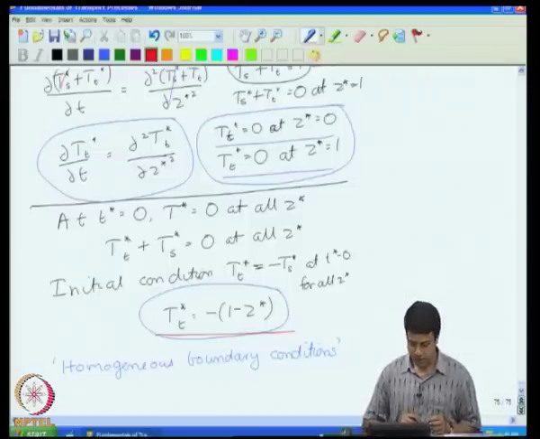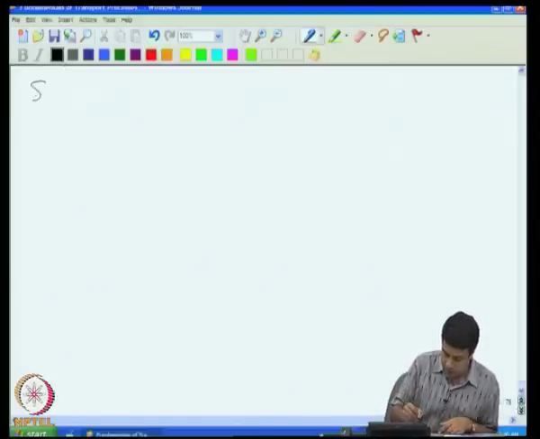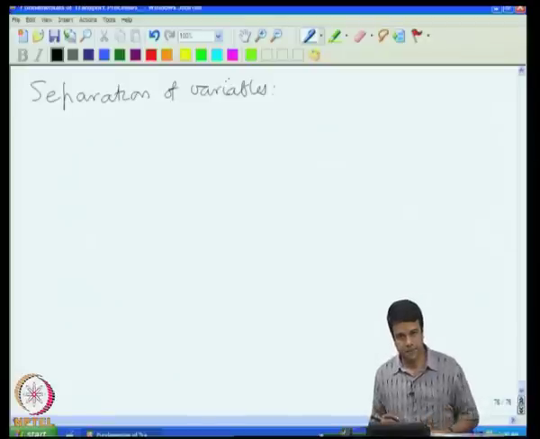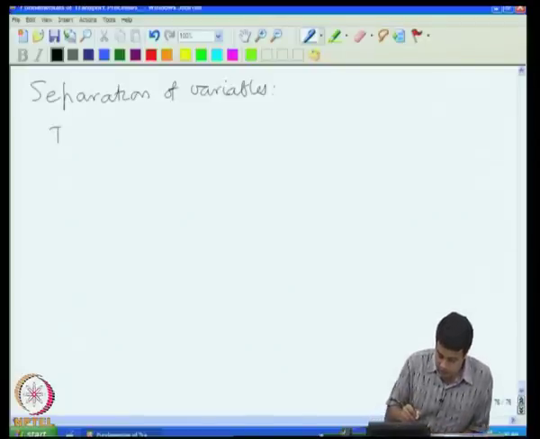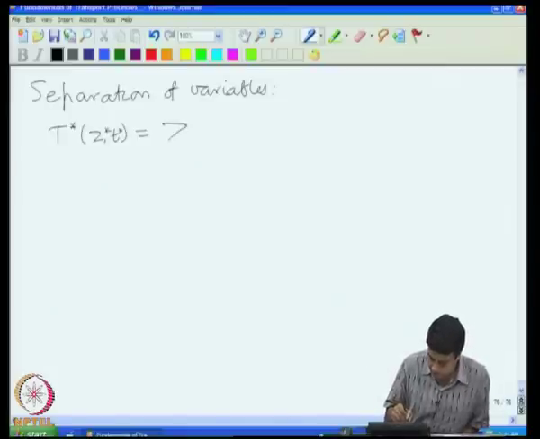So, how do we solve this equation? Okay. We solve it by a method called separation of variables. Okay. I have a temperature field, which is a function of z star and t star. Okay. This temperature field, I write it as the product of two functions, okay, Z of z star times, I will call it as theta of t star.